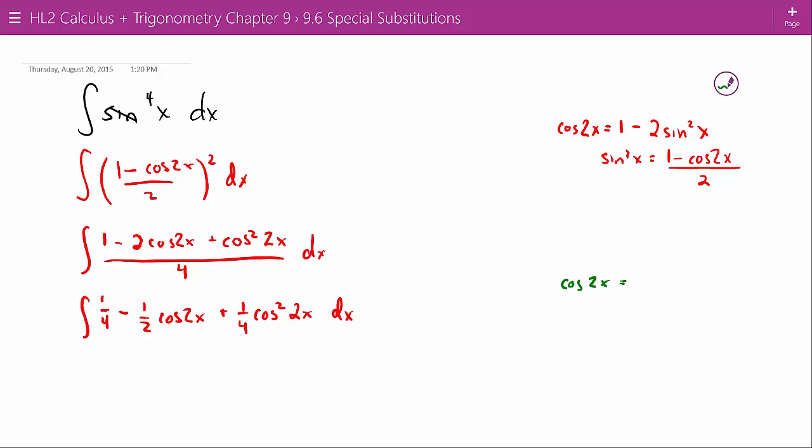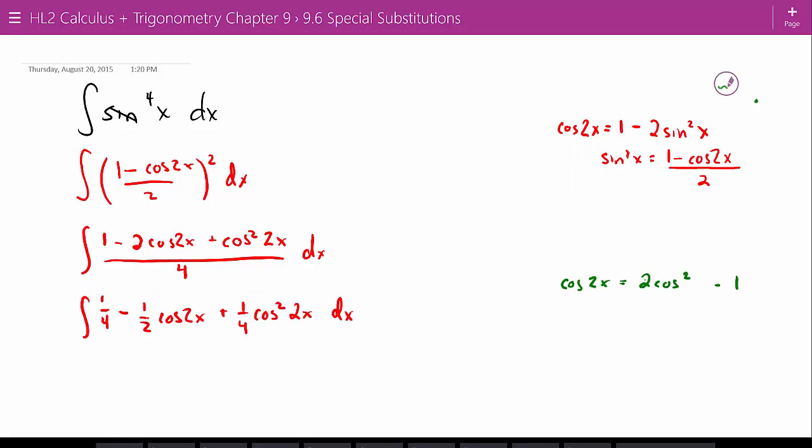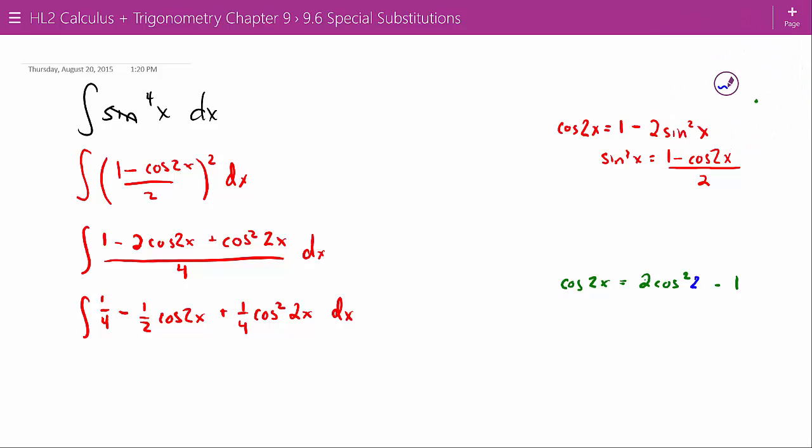The double angle formula for cosine involving cosine squared says 2 cosine squared of x minus 1. But we don't have cosine squared x, we have cosine squared 2x. So over here on the left, it's not cosine 2x, it's cosine 4x. And we can rearrange this to see that cosine squared 2x is equal to (cosine 4x plus 1) over 2.